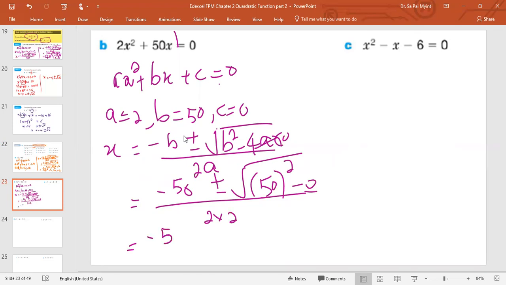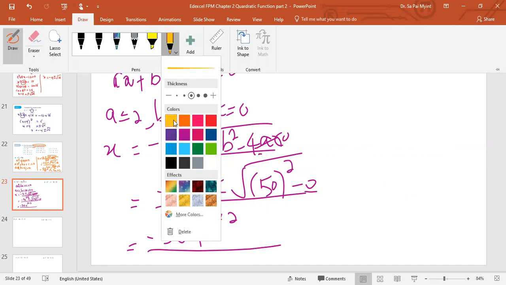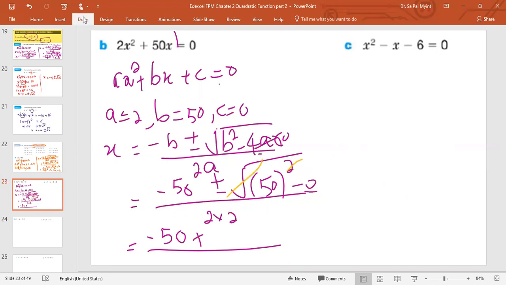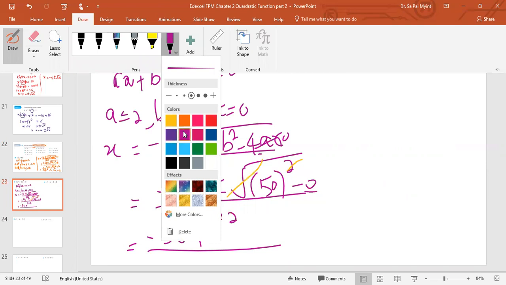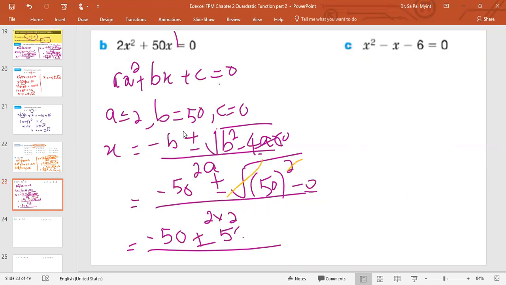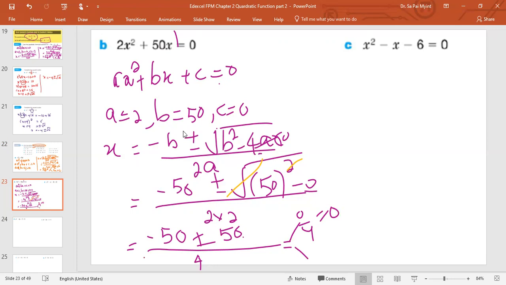Okay, what do you get? Minus 50 plus the square root. The square root and the square are cancelled. What do you get? 50 only is left. So, plus or minus 50 divided by 4. You can find it easily. For addition, minus 50 plus 50, what do you get? 0 divided by 4, 0. Minus 50 minus 50, that is minus 100 by 4. What do you get? Minus 25. Okay, this is the required solution for B.